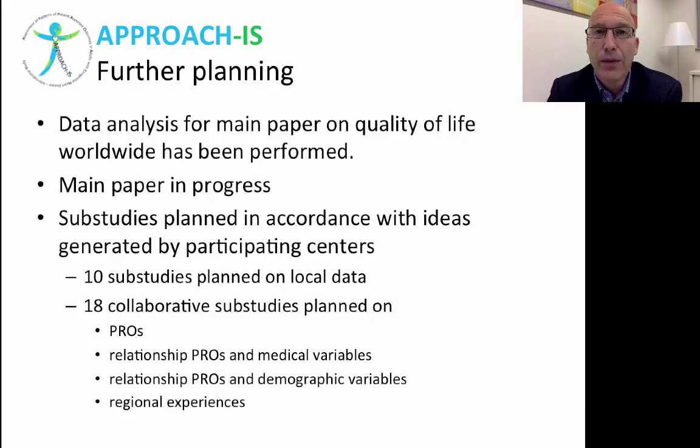And indeed, we got 28 ideas. 10 sub-studies are planned on local data, and 18 collaborative sub-studies are planned. Sub-studies on specific patient-reported outcomes, sub-studies on the relationship between patient-reported outcomes and medical variables, sub-studies on relationship between patient-reported outcomes and demographic variables, and sub-studies on regional differences.